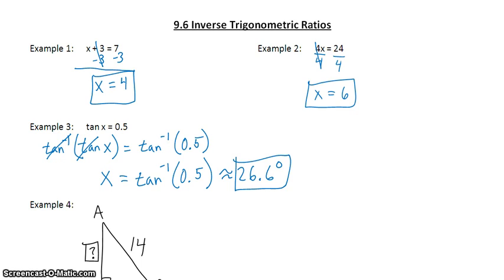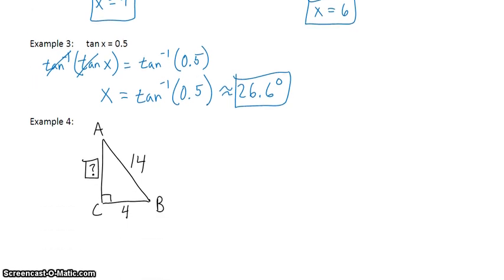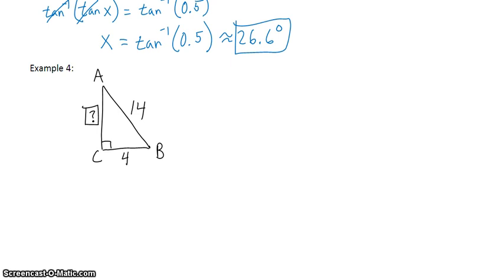Let's apply inverse trig to example number 4. We need to solve triangle ABC. How do we solve triangle ABC? Well, we need to find the missing side of the triangle and both angles. We have angle A and we have angle B. To solve for the missing side, I know 2 sides of the triangle. To figure out the third, Pythagorean theorem.